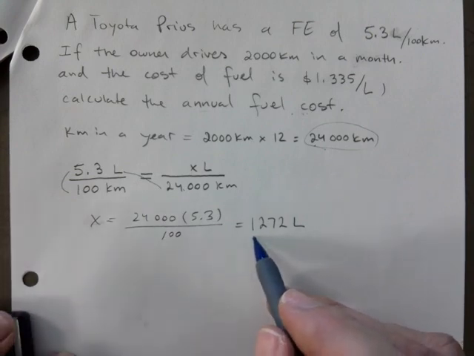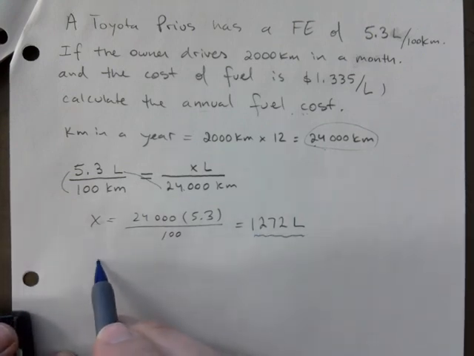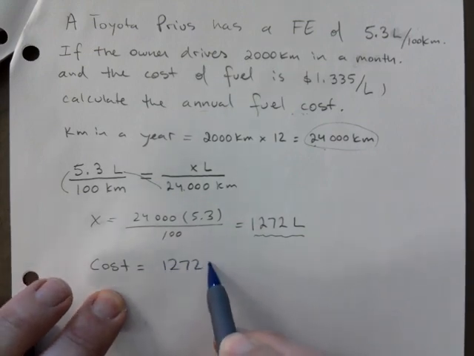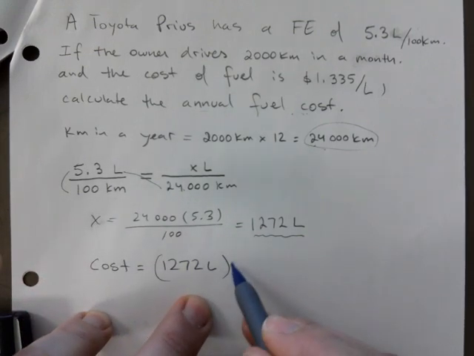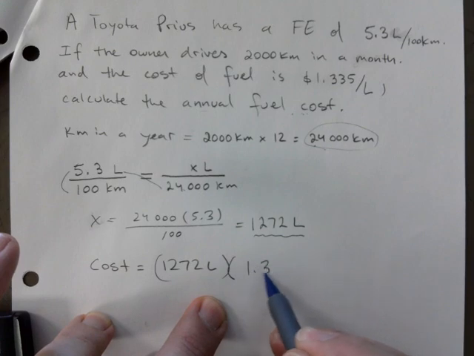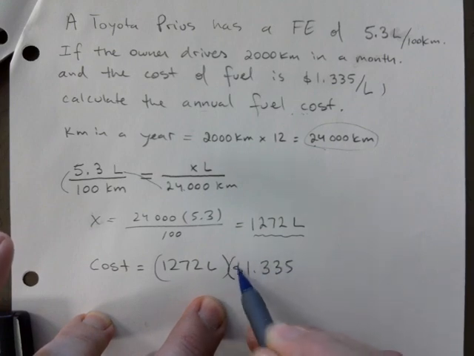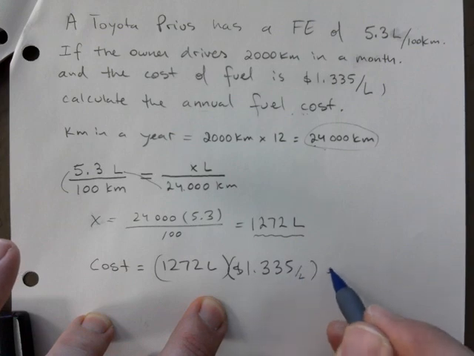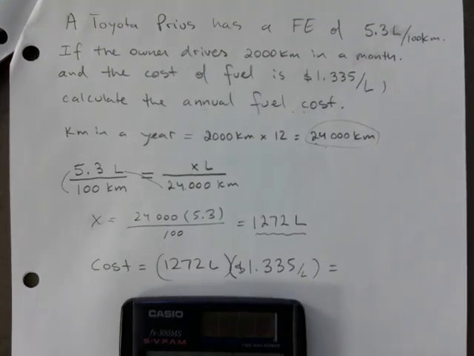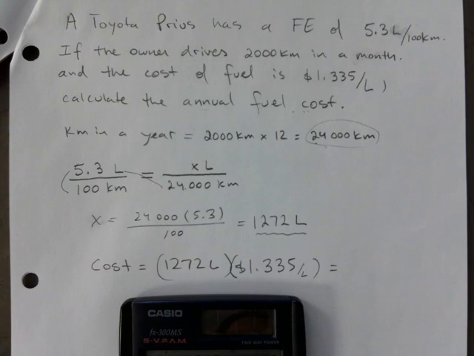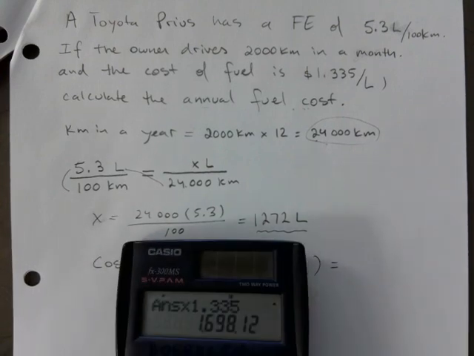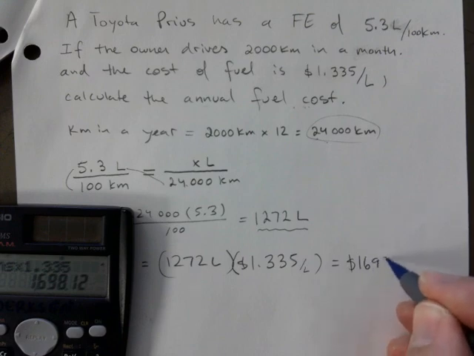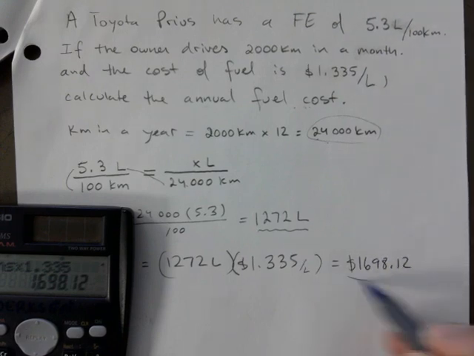So now that I have the liters, here's the cost, right? Cost is 1272 liters. You multiply that by whatever it costs per liter, and I just gave you an average, right? I can't tell you what it's going to be for the whole year. 1698.12.